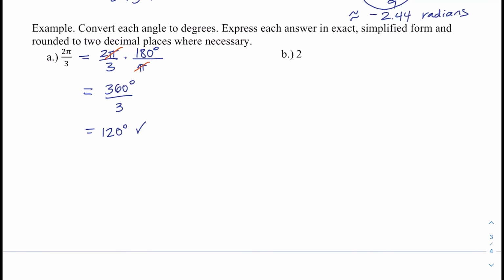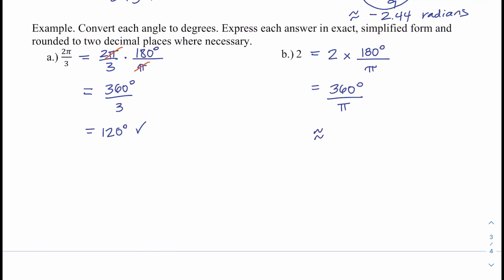Part B is asking us to convert 2 radians into degrees, so just 2. So I'm going to do the same thing. I'm going to have 2 times my unit conversion factor. Again, I want to turn this into degrees, so I have the degrees on the top. I want to get rid of radians, so the radians are on the bottom. This just gives me 360 degrees over pi. That's about as good as I can get in terms of simplifying.